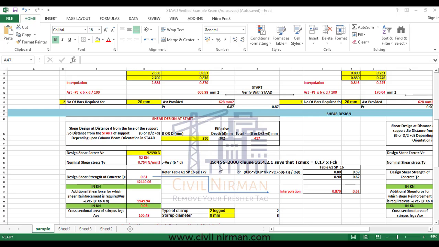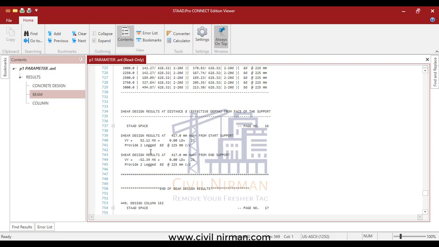Now let's talk about shear design results. As we have already checked here, it will show you the shear design result at a distance d, the effective depth from the face of the support. So the shear design results are at 417 mm away from the start support, and at the end as well, it is showing you a shear force value of 52.39.